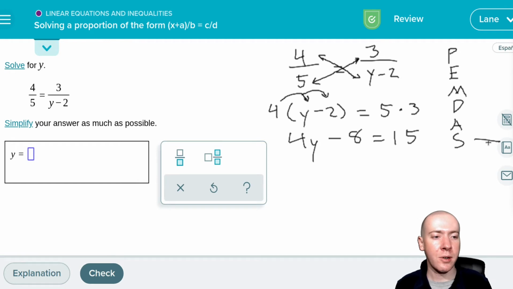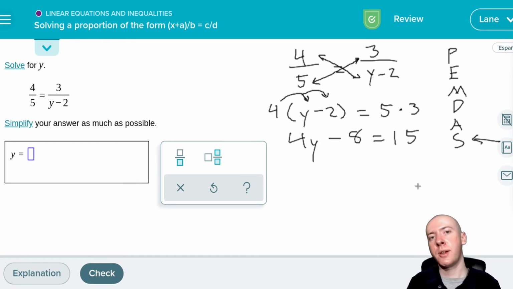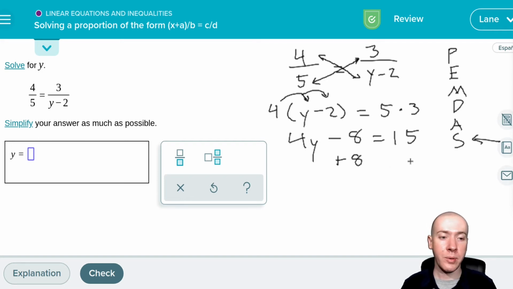So we're going to start with subtraction, the S. Is there subtraction in this problem? Yes, there is. It's right here, minus 8. The first step to solving this equation is going to be to get rid of that subtraction. What is the opposite of subtraction? It's addition, right? So our first step should be to add 8 to both sides.